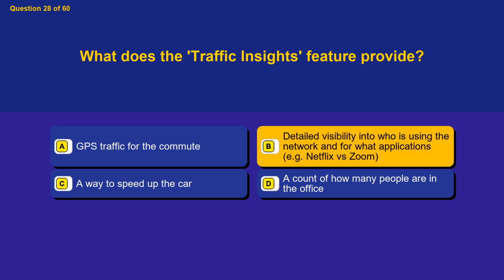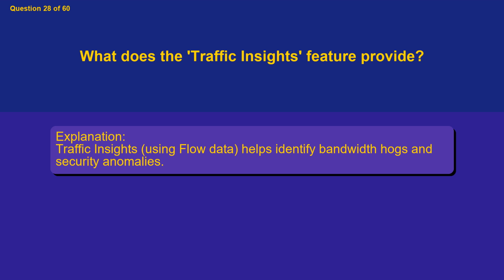The correct answer is option B, detailed visibility into who is using the network and for what applications, e.g. Netflix versus Zoom. Traffic Insights, using flow data, helps identify bandwidth hogs and security anomalies.